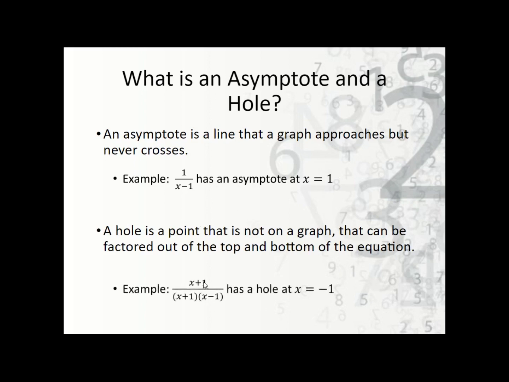An example of this would be (x + 1) over (x + 1)(x - 1). We'd say it has a hole at x equals negative 1, because x + 1 can be factored out of both the top and bottom. Then we would solve that for x, and we get x equals negative 1.